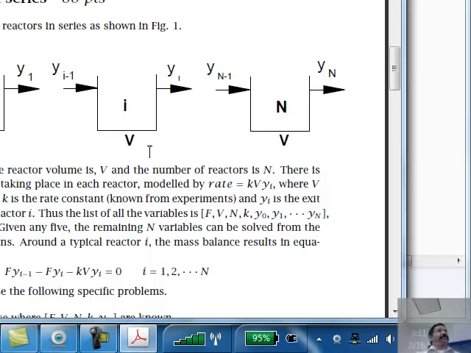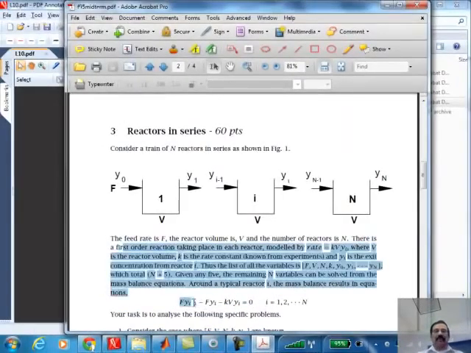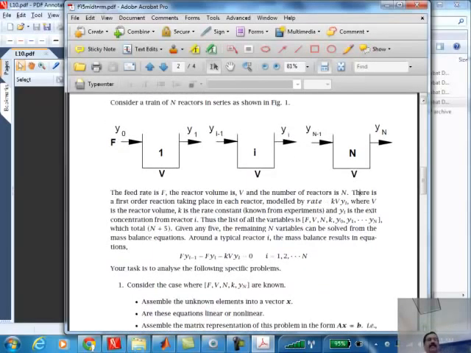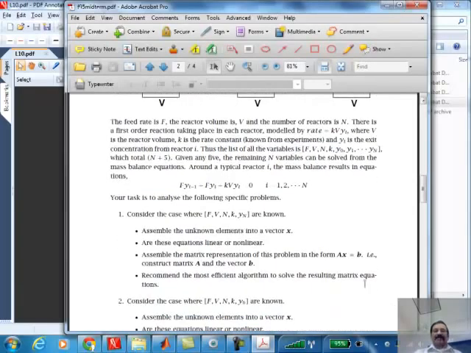Here we have seen a separation process as a sequence of equipment. Here is a reaction process as a sequence of equipment. I give you the equations, a mass balance for each stage, and there are n stages of the reactor. And I give you the specifications, okay? These are the known. So assemble the unknown elements into a vector. Is the equation linear or nonlinear? Is it lumped or distributed? So those could be the questions.